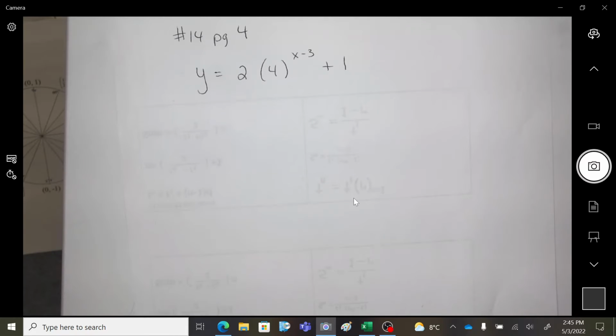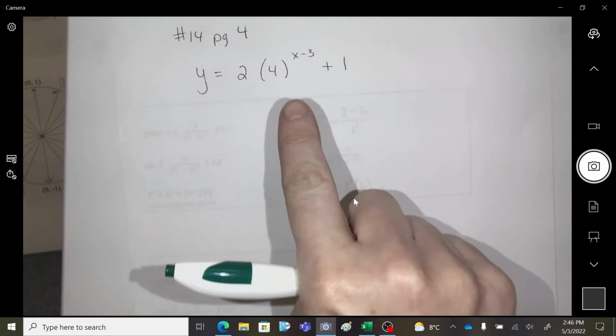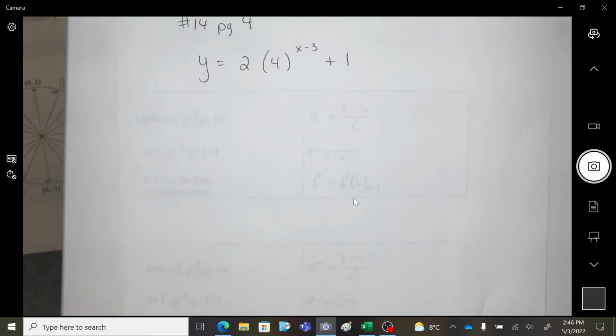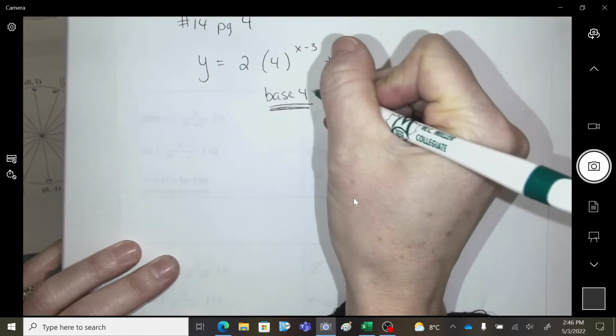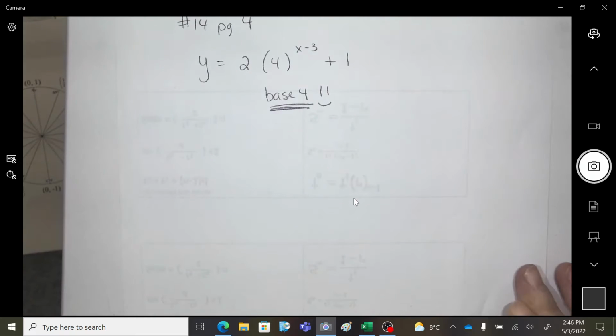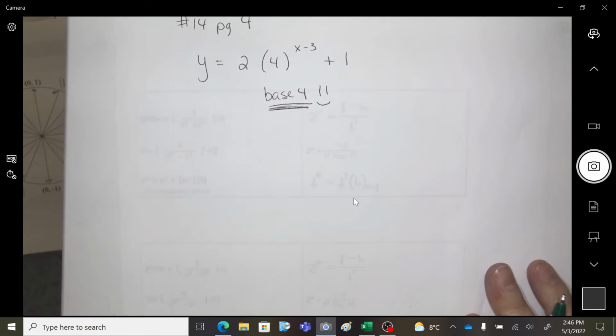2 is 8. What's the base? We got a 2 or a 4? Which one are we thinking? We all got to agree. The base is 4. The base is 4 because it's 4 to the exponent. Which number is the exponent attached to? A 4. The base is 4. That's the most important thing. The base is 4. 4 has the exponent on it.